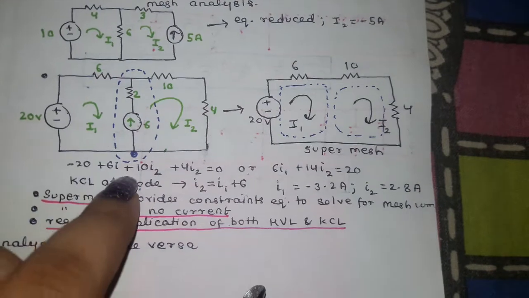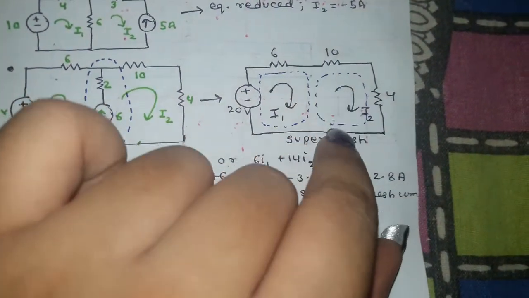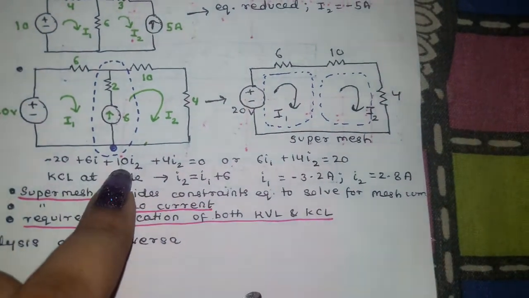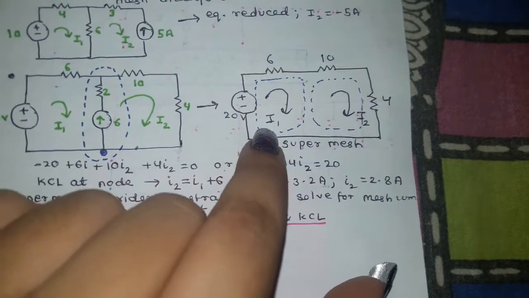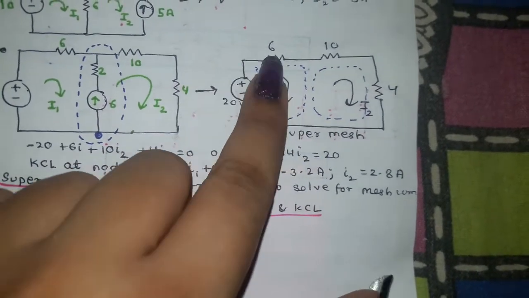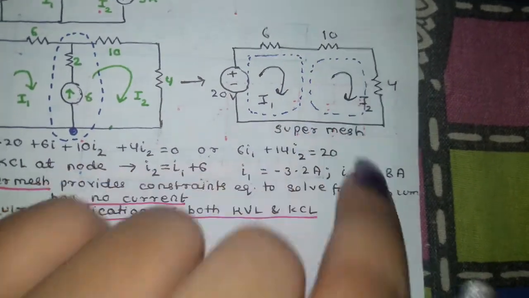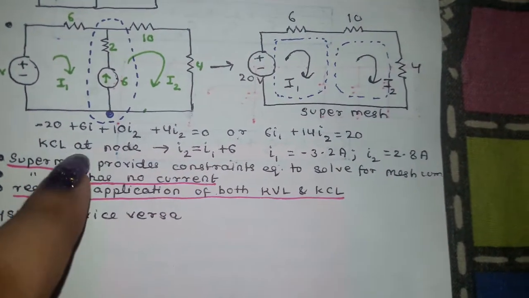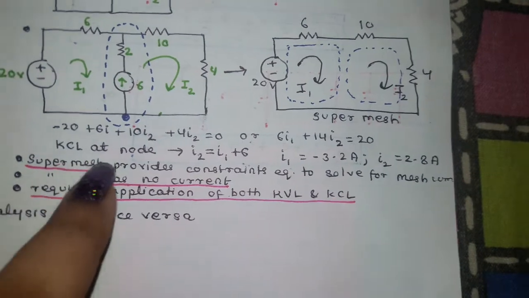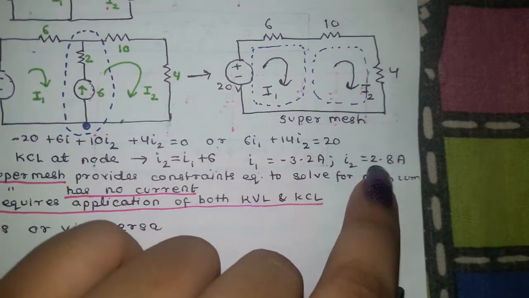Okay, and then we have 6i1, and then we take the route of this I2. Okay, plus 10i2, then we have 4i2. This I1 follows this element and this element. Okay, then we have I2 which follows this element and this element. So we have this equation, and on solving we have this, and we have KCL at node, which leads to I2 equals I1 and I1 equals so and so.